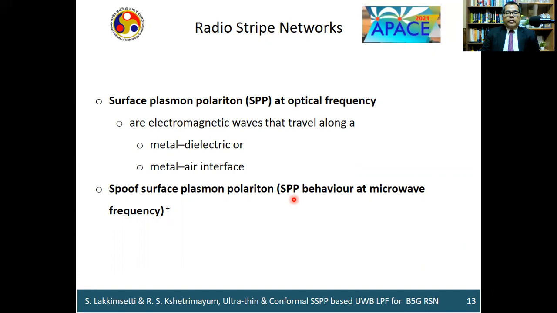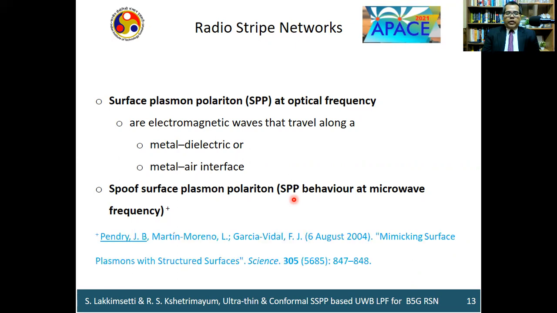There is something called surface plasmon polariton, which exists at the optical frequency. These are electromagnetic waves that travel along a metal-dielectric or metal-air interface at the optical frequency. Similar behavior has been observed at microwave frequency. It is called spoof surface plasmon polariton, by Sir John Pendry from Imperial College London.